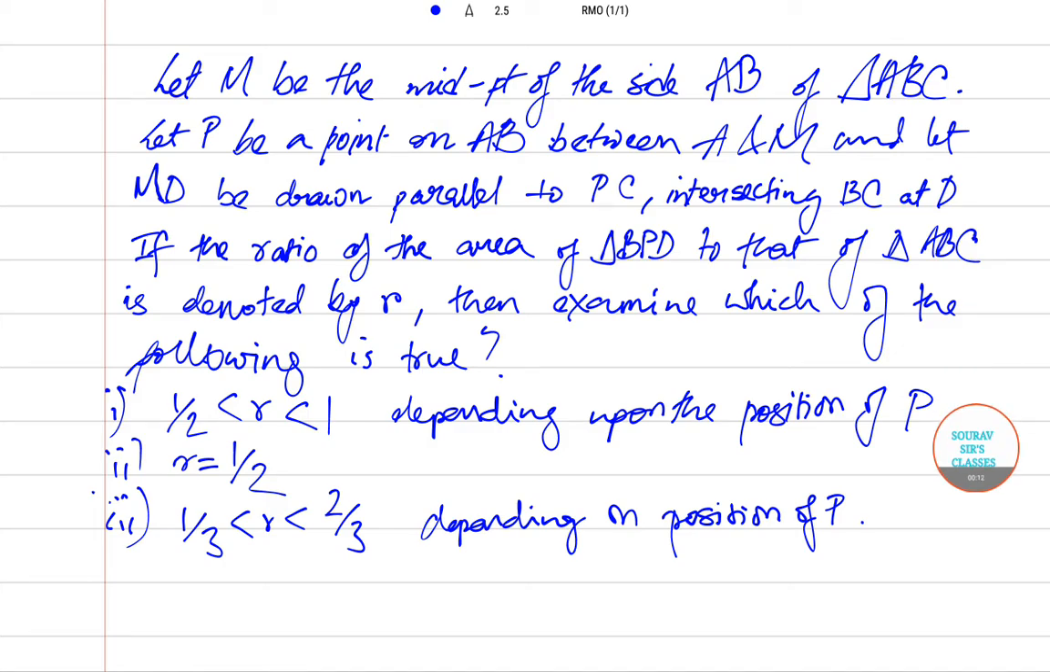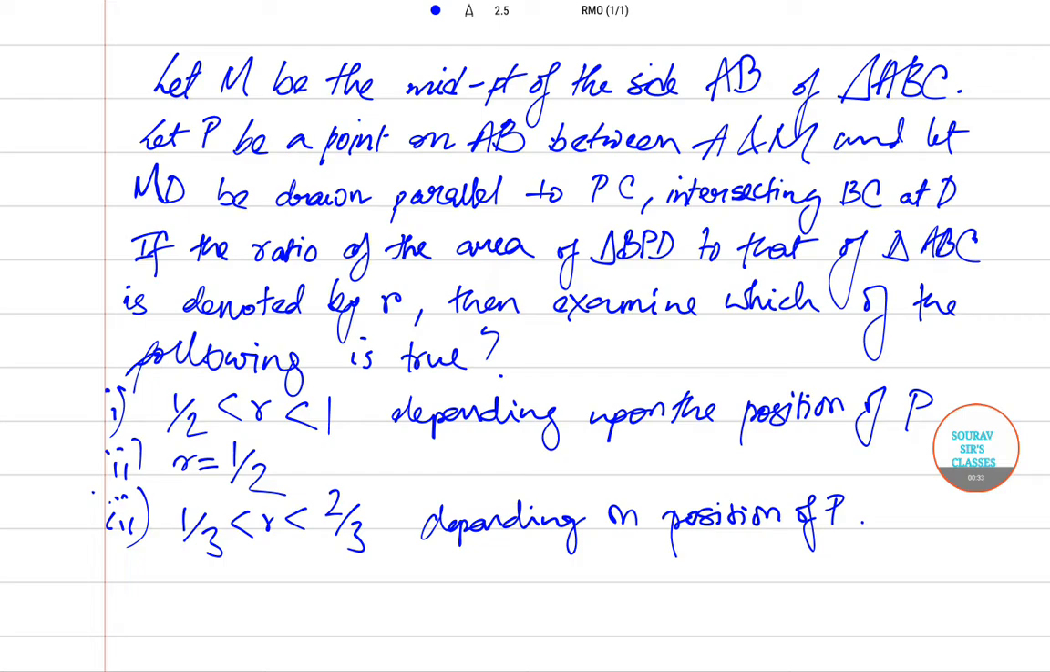Let M be the midpoint of the side AB of triangle ABC. Let P be a point on AB between A and M, and let MD be drawn parallel to PC, intersecting BC at D. If the ratio of the area of triangle BPD to that of triangle ABC is denoted by R, then examine which of the following is true.